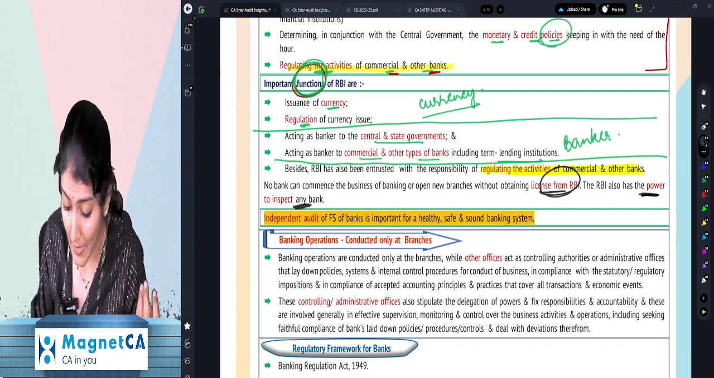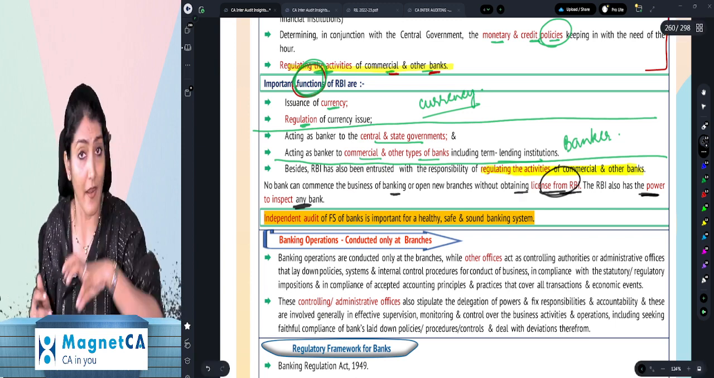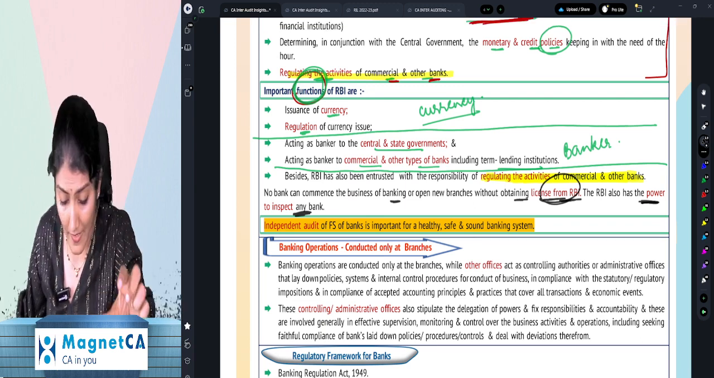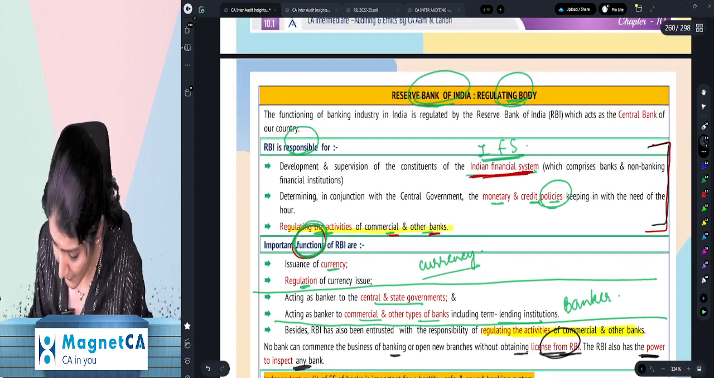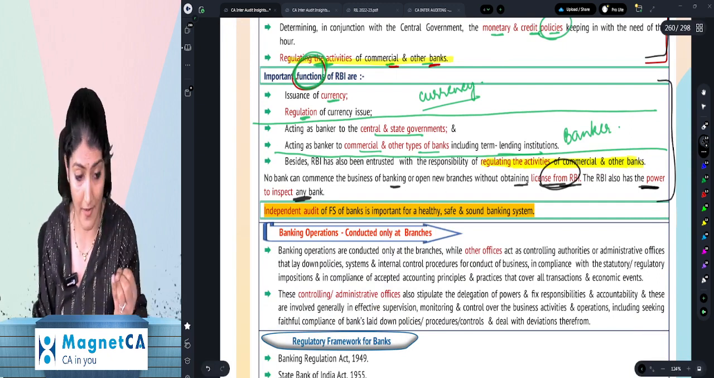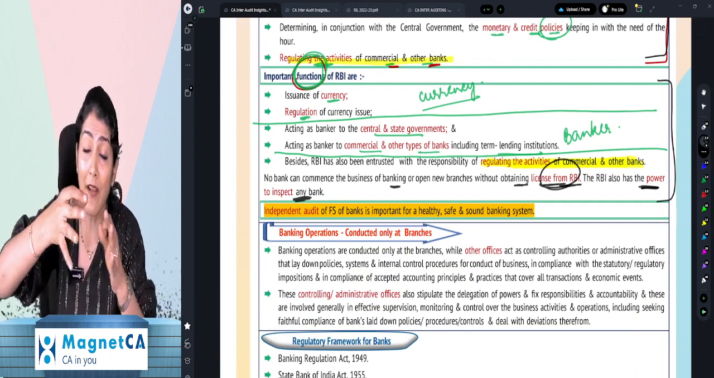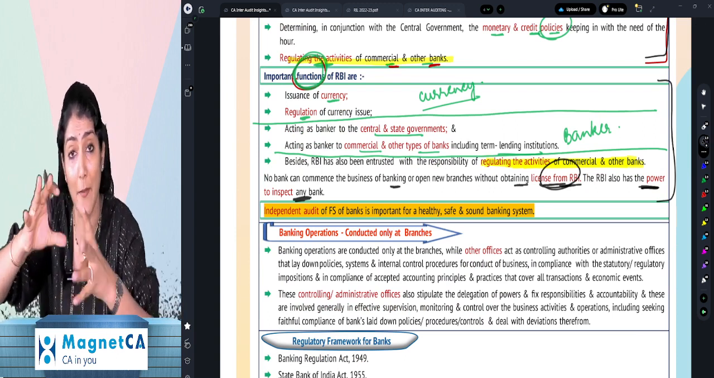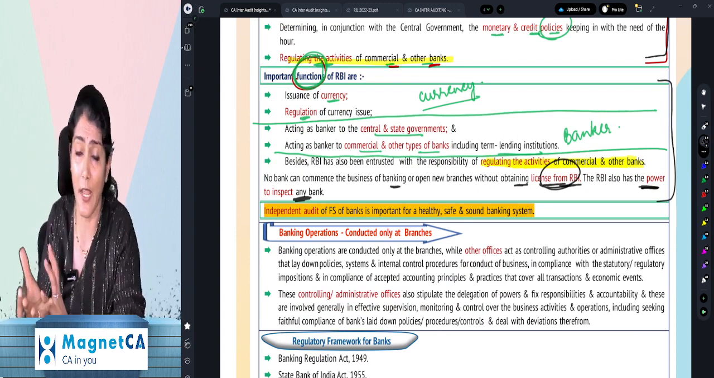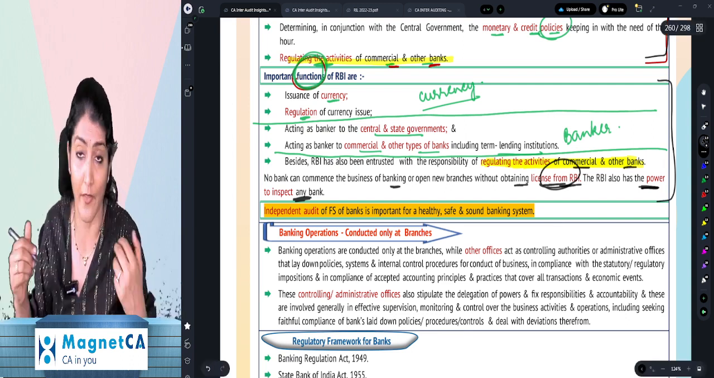So no bank can commence the business of banking without obtaining the license from the RBI. Okay, right. So that's the question regarding the RBI. What is their responsibility and what are the functions of the RBI? Issuance of currency, regulation of currency issue, acting as banker to central and state government, acting as banker to the commercial and other type of bank, and also regulating the activities of the commercial and other bank.